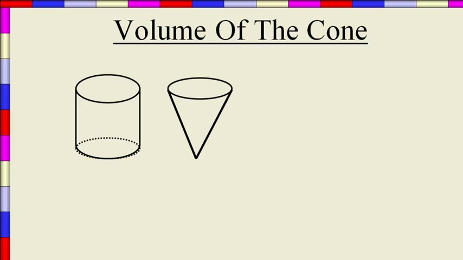Now volume of the cone. So there is a relation between volume of the cone and volume of the cylinder. And to discuss this relationship, we have taken one cylinder and one cone where the height and diameter of both are the same. Means the height of the cylinder is the same as height of the cone and diameter of this cylinder is the same as diameter of this cone.